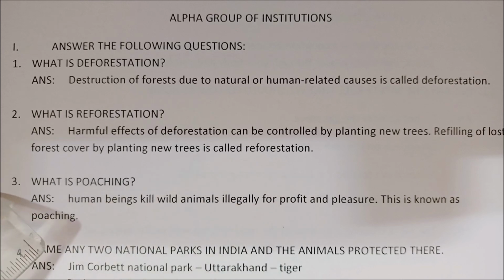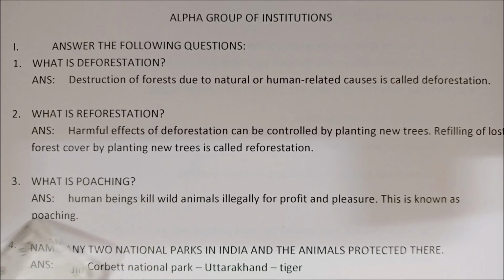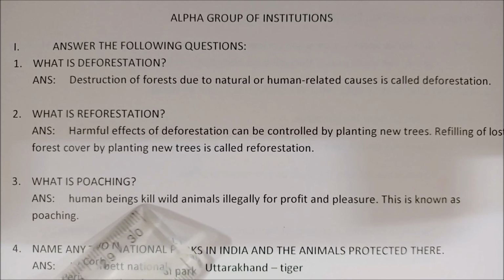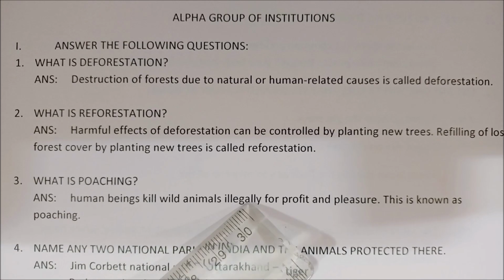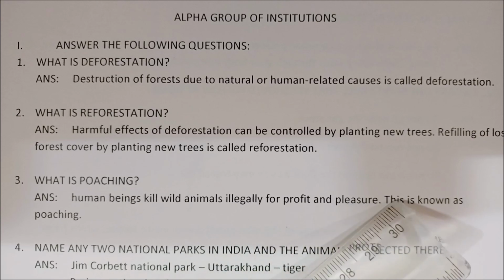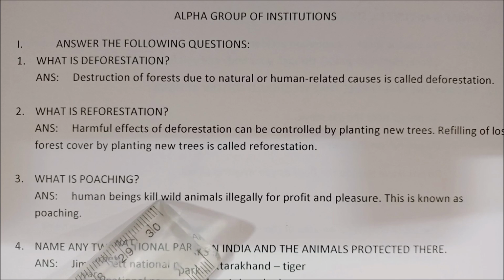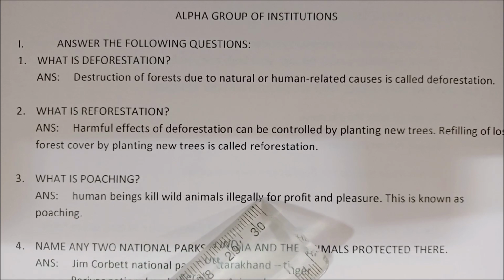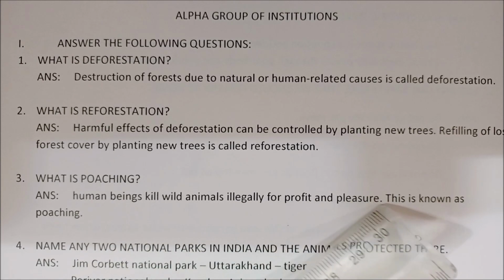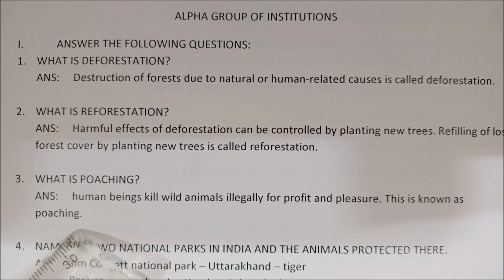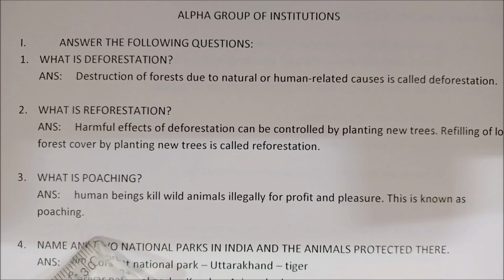The next question, what is poaching? Answer, human beings kill wild animals illegally for profit and pleasure. This is known as poaching. So here human beings kill wild animals illegally for their profit and pleasure. This is known as poaching. Is it clear to all? Is it clear to all children?